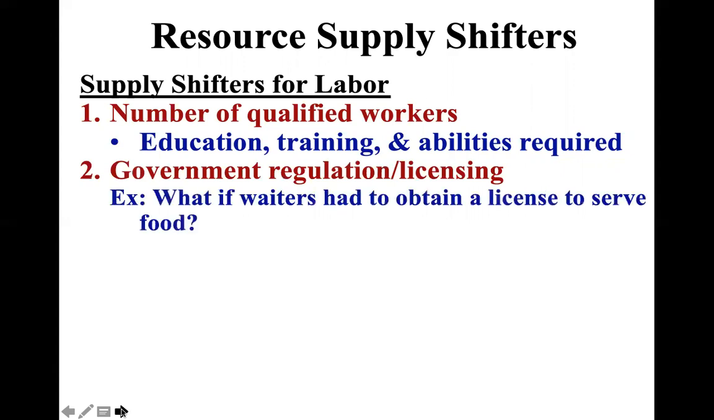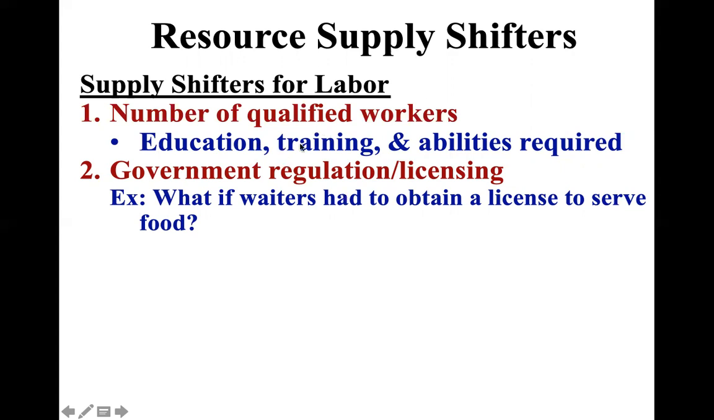Okay, same thing goes for government regulation, right? If waiters were required to obtain a license, then that would decrease the supply of waiters. Sorry, so that's government regulation. The example I was giving is more just the skills. Number 1 is more about the skills required in general. And then number 2 is if the government regulates those more.